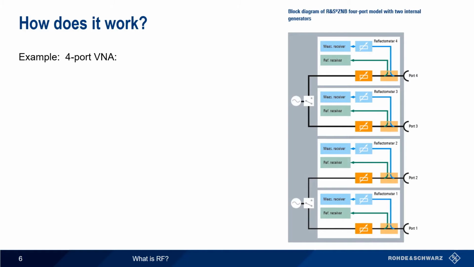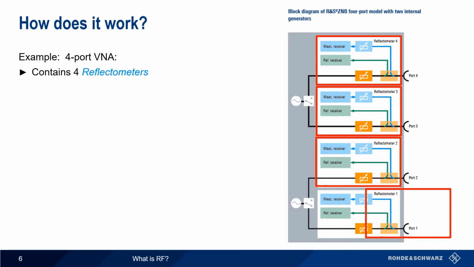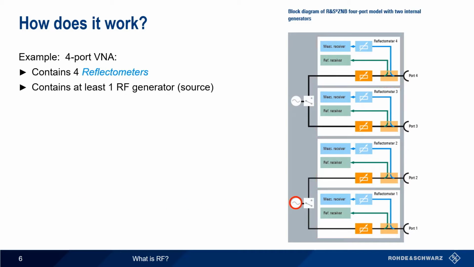How does this architecture change if you increase the port count? Basically, you need to add a new reflectometer for each additional port. Here, we show a block diagram of a 4-port device, which has 4 reflectometers. Generally, a multi-port instrument requires only a single generator for S-parameter measurements.